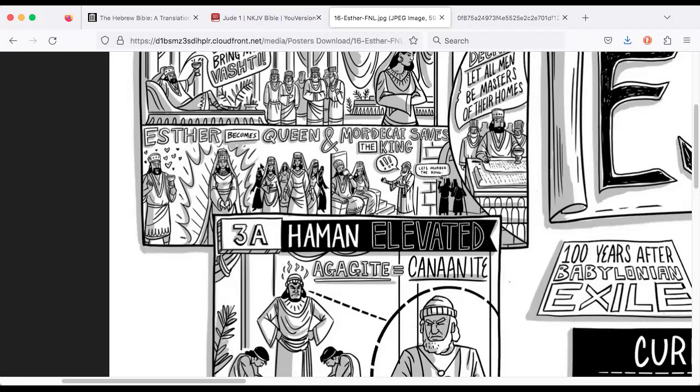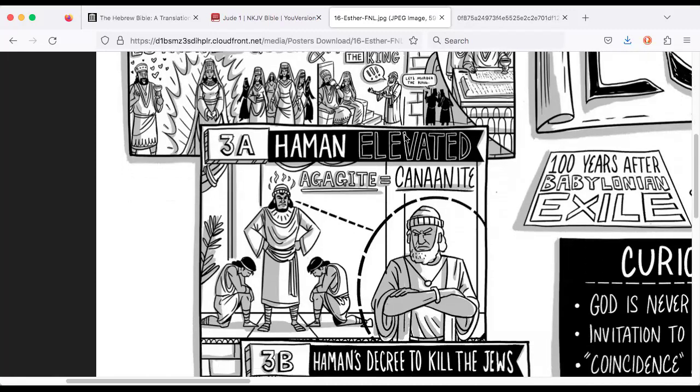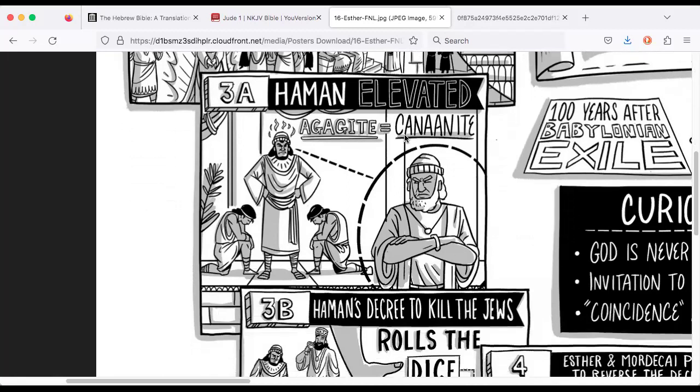And as kind of a side story that's stuck in here, Mordecai overhears a plot to kill the king, and he tells Esther about it, and the king finds out about it, and this is put on hold. This is going to come up later on in the story, but he basically saves the king's life, because he foiled an assassination plot against the king.